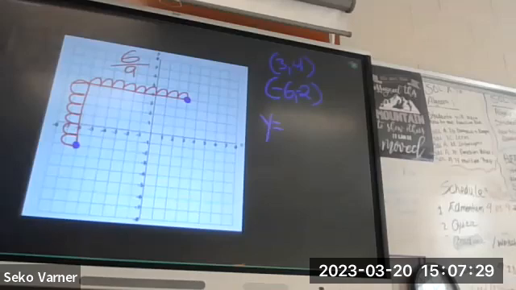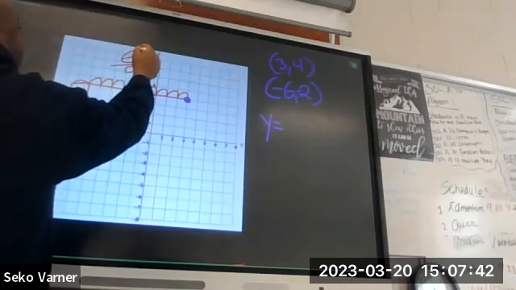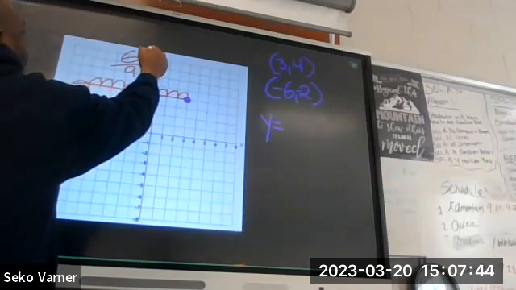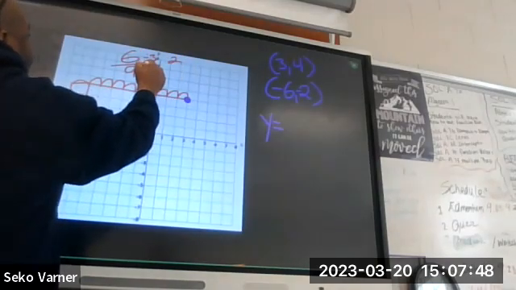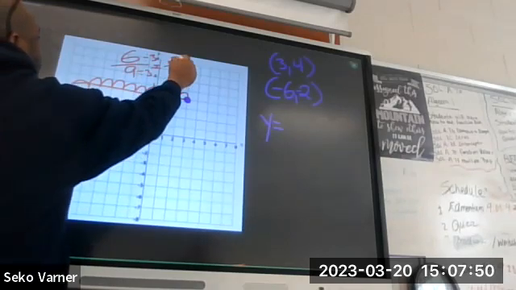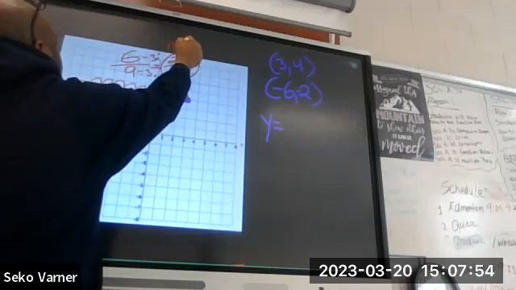Quick question. Is there a number that goes into both 6 and 9? 3 goes into 6 and 9. So if I divide 6 by 3, it's going to be 2. If I divide 9 by 3, that'll be 3. So this is my slope, 2 over 3.